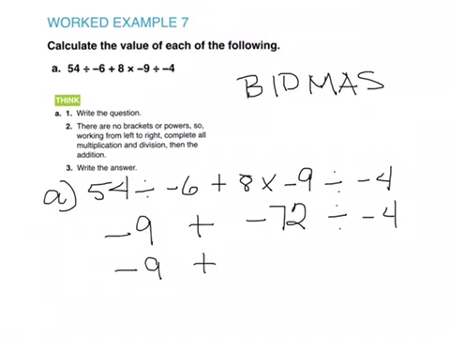I'm putting a plus there because we need to do the division of these two numbers. Here we're dividing a negative and a negative, so that should give us a positive. 72 divided by 4 is 18. Now we can do the addition and subtraction from left to right. Here we have negative 9, a plus and a plus, which can be collapsed to a plus, and there's the 18. Negative 9 plus 18 gives us 9.